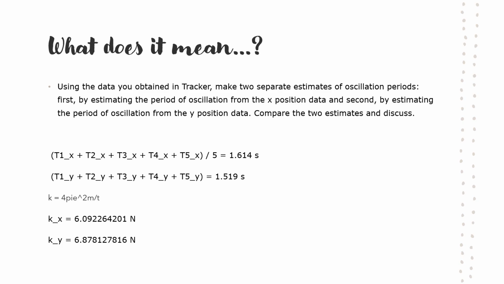And using this equation, 4 pi squared multiplied by the mass of the object divided by the average time between these two squared, we can see that since the periods are different for the X and Y, it's going to be producing different stiffness values as well.